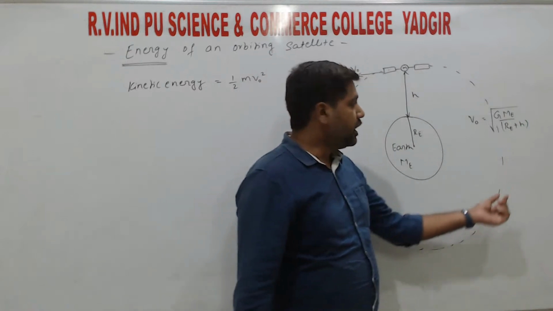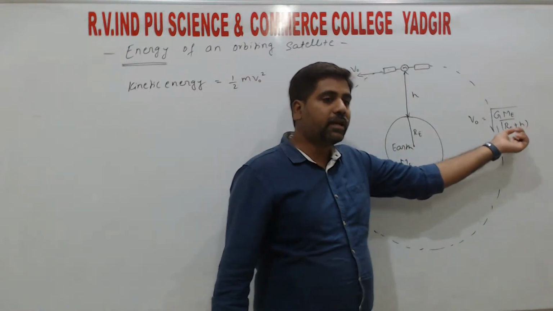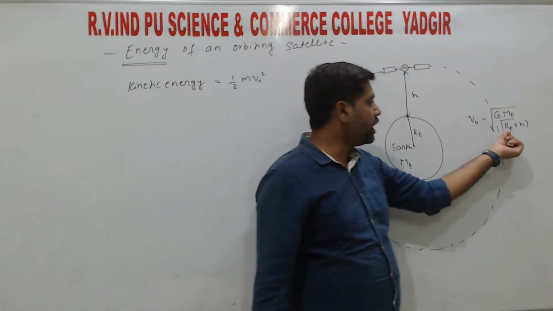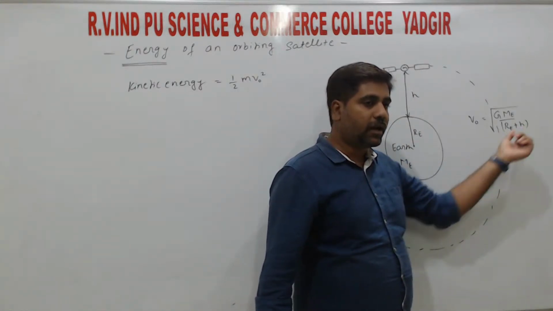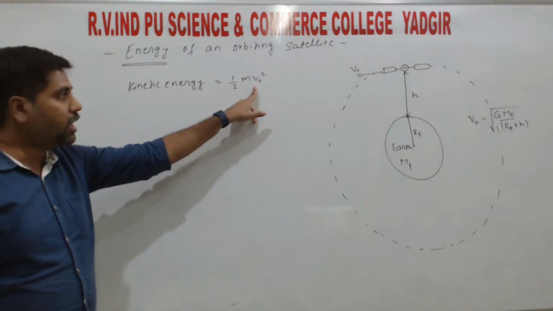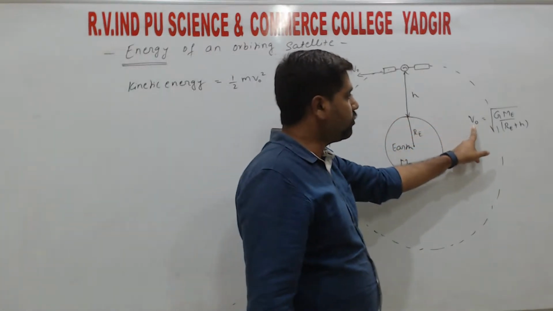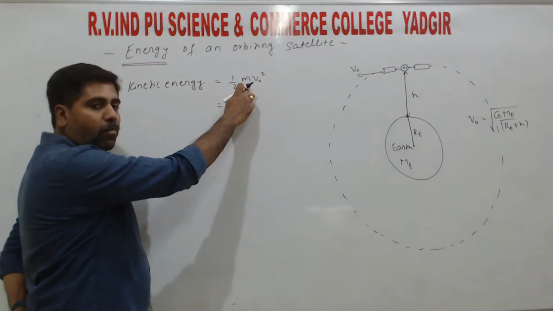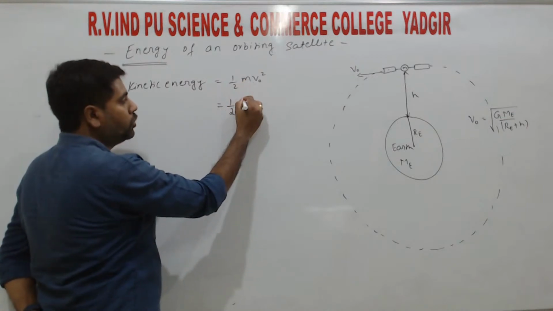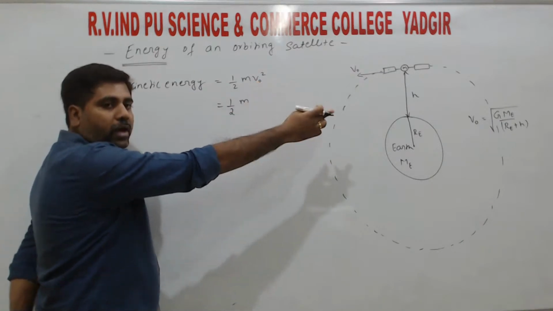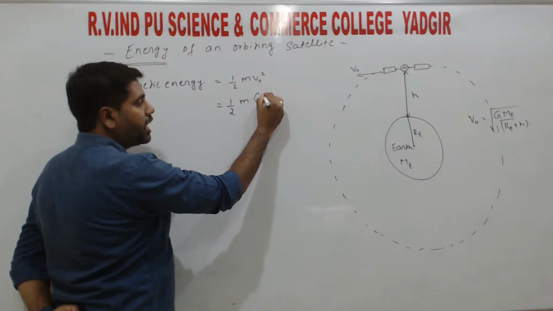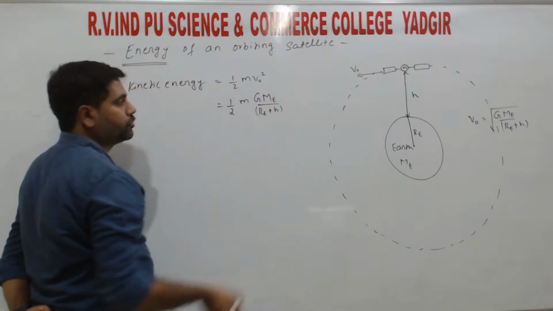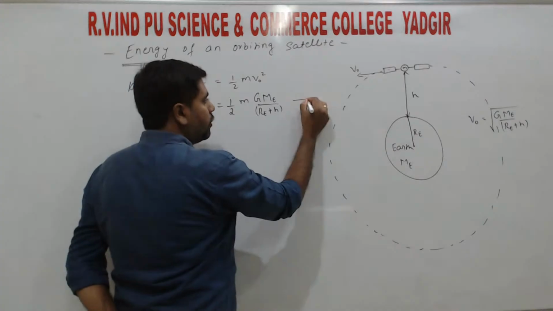In the last derivation, we neglected the value of h because h is very small compared to the radius of the earth. Here we are considering a certain height h, so we take the value RE plus h, right? Now substitute here. So here we have VO square; if we square this value, we get G ME divided by RE plus h, right? Where m is the mass of the satellite, so 1 by 2 small m. In place of VO square, the square root and square get cancelled, so we can write G ME divided by RE plus h, right? Calling this the first relation.